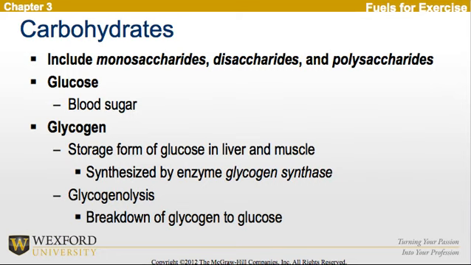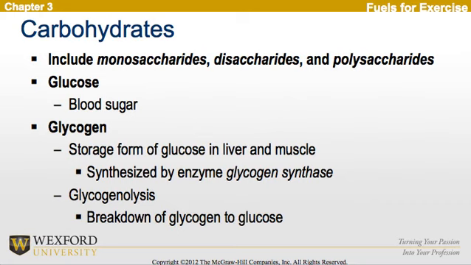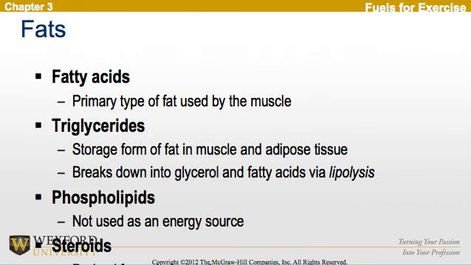Now, looking at the types of fuel for exercise, we're going to discuss carbohydrates. Carbohydrates would include monosaccharides, disaccharides, and polysaccharides. Glucose is the most well-known and is a typical blood sugar. Glycogen is the storage form of glucose in the liver and muscle. It's synthesized by the enzyme glycogen synthase, while glycogenolysis is the actual breakdown of glycogen into glucose.